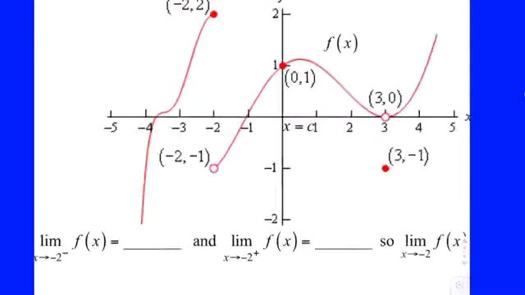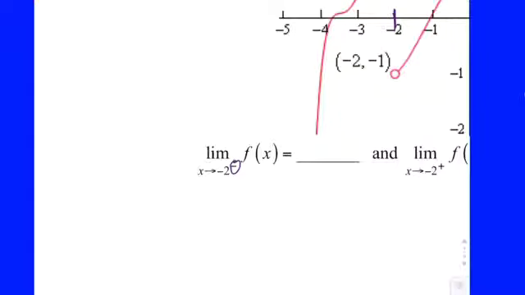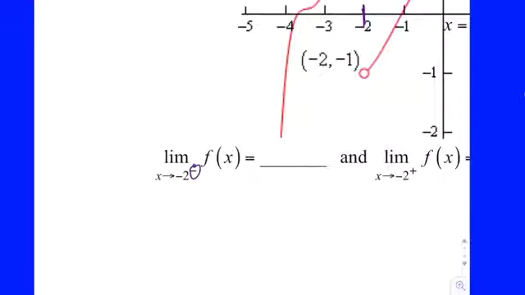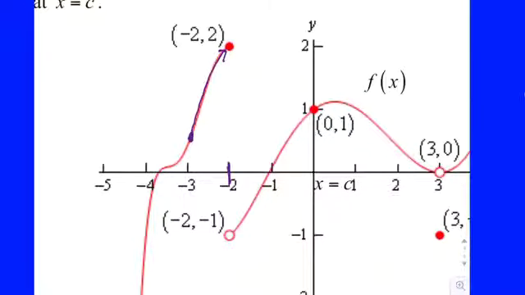All right, let's see how you did. Negative 2 is right here. This, again, doesn't mean go left to get there. It means from the left. So you actually hop on the graph to the left somewhere, like right here, and you start heading back towards x equals negative 2. The graph is taking you up to what y value?